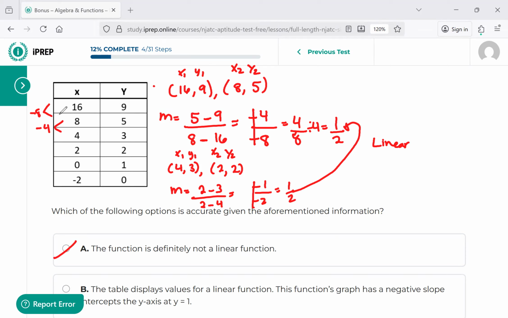So don't be fooled. Just because you don't have a consistent difference doesn't mean it's not linear. You can look at the slope.